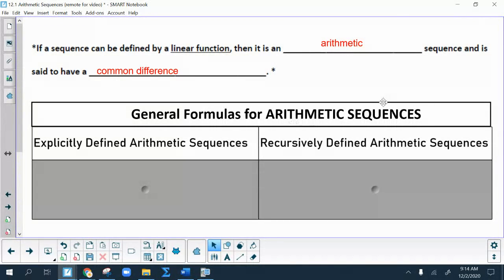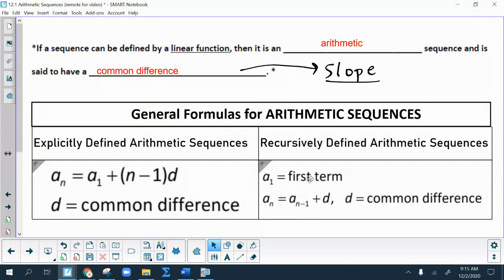So specifically when we talk about arithmetic sequences, if a function or a sequence can be defined using a linear function, then this would be an arithmetic sequence. So a line, but just terms of the line itself are what make the arithmetic sequence. And we're said to have a common difference. And this common difference then is actually the slope of that linear function.